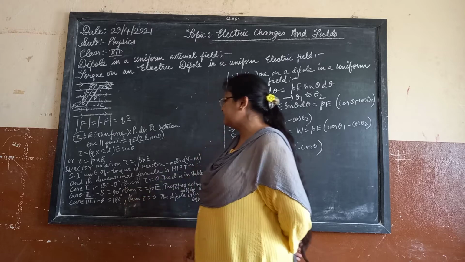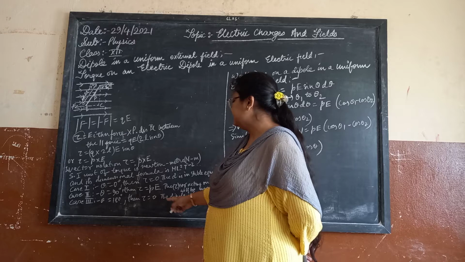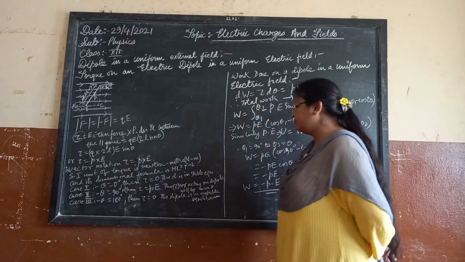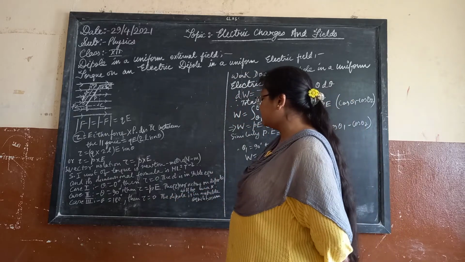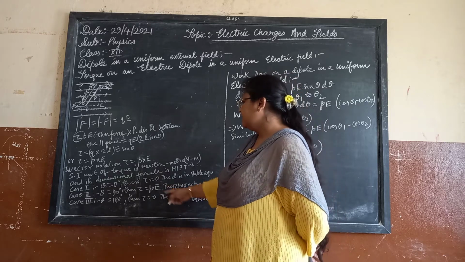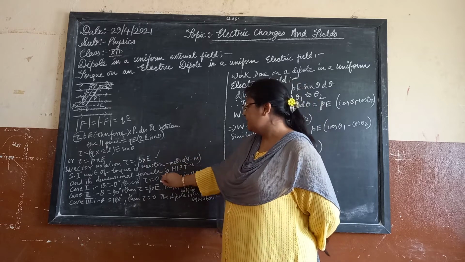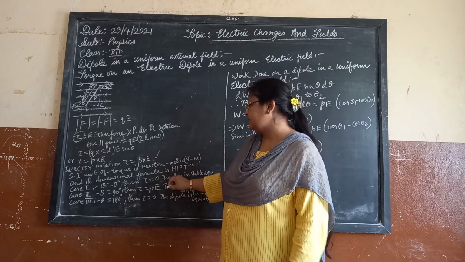Theta is equal to 90 degree. We will have tau equal to PE, that is, the torque acting on the dipole will be maximum. So the torque acting on our dipole will be maximum here, tau equal to PE. This is the maximum value, and the lowest possible value is when theta is equal to 0.